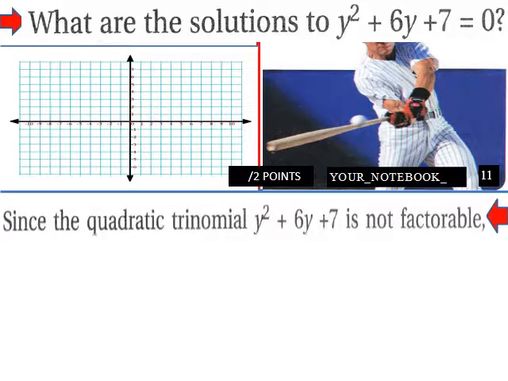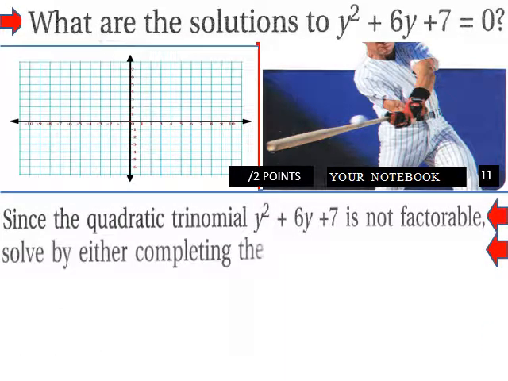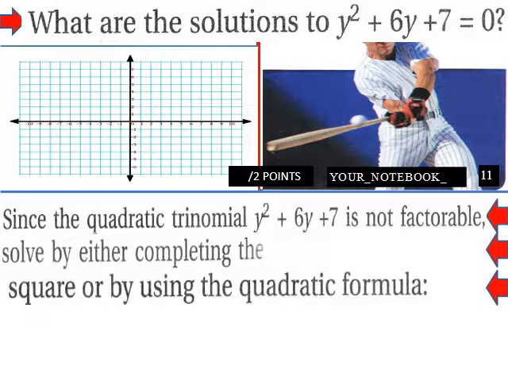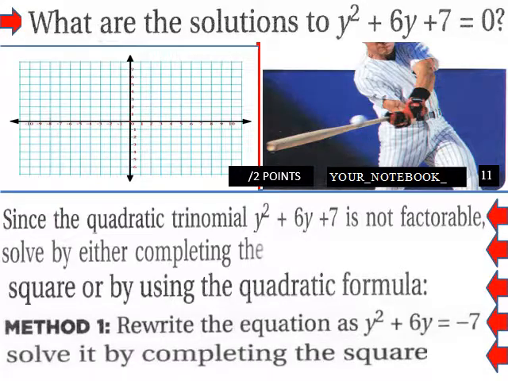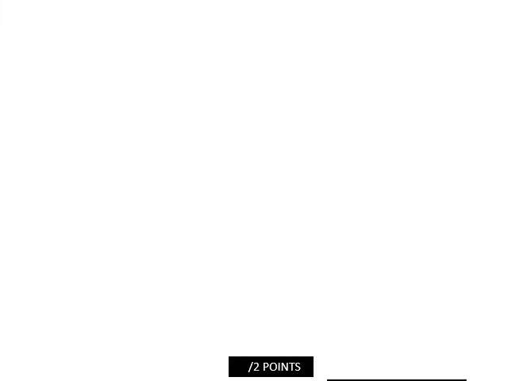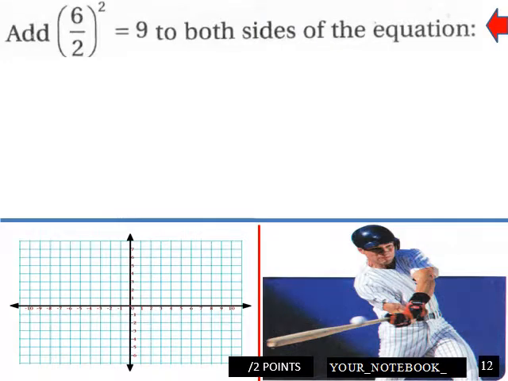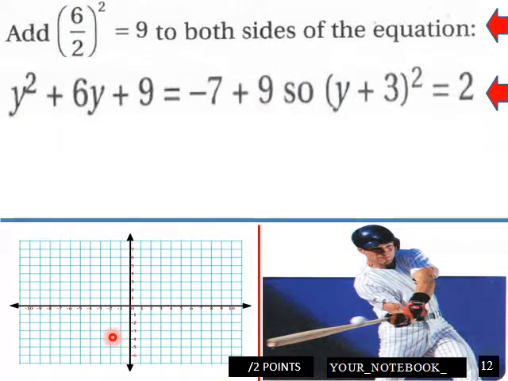So here is an example here. Since the quadratic is not factorable, solve either by completing the square or by using the quadratic formula. Method 1: rewrite the equation like that. Completing the square: we're going to add 6 over 2 squared to both sides of the equation. We have this here, so y plus 3, we're going to add 9 here. This is a perfect square. And then on this side here, we have positive 2.